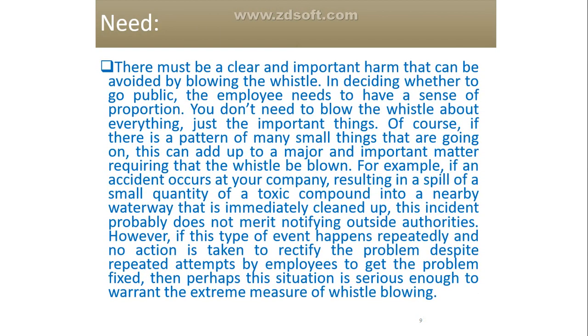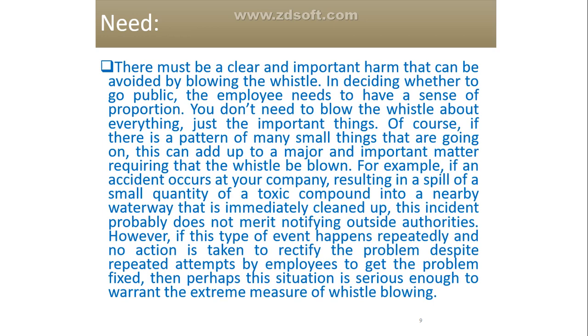There must be a clear and important harm that can be avoided by blowing the whistle. يعني لو الهارد ماركت تشير بلوين ذا ويسل تبقى معناته ما في داعي انك تقوله، فانت في حاجه والحاجه دي للعمليه واضحه. In deciding whether to go public, the employee need to have a sense of proportion. You don't need to blow the whistle about everything, just the important things. Of course, if there is a pattern of many small things that are going on, this can add up to the major and important matter required that the whistle be blown.